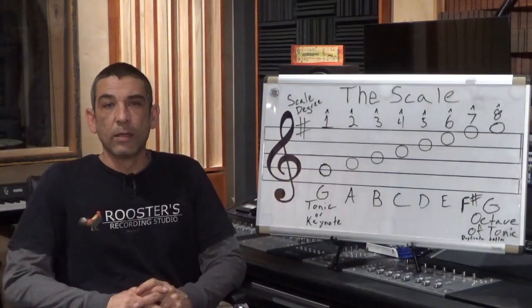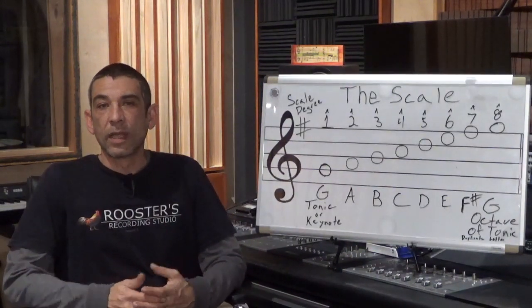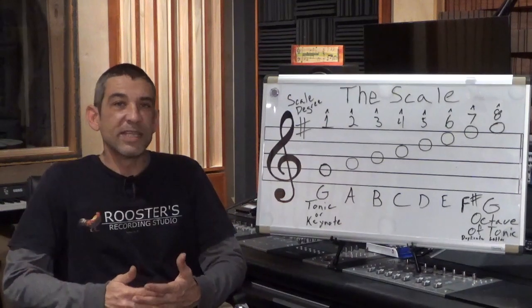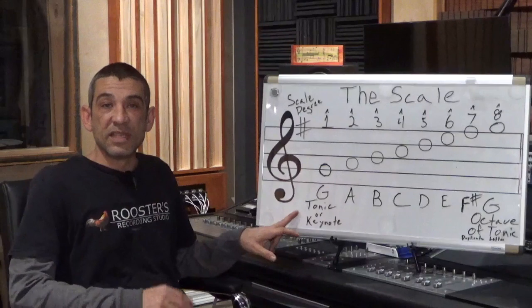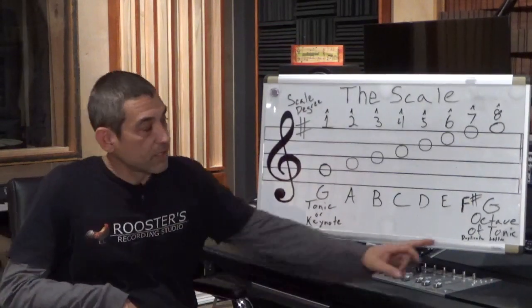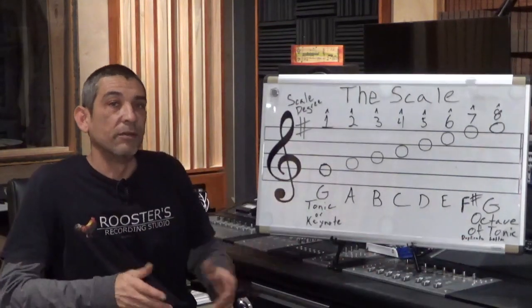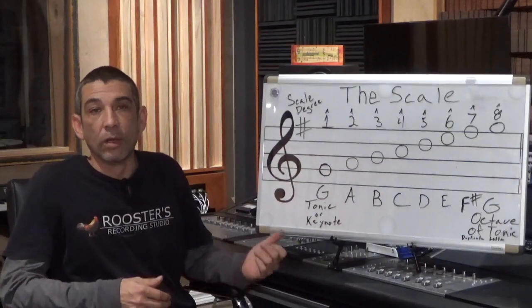Next, we've got the scale. A scale is simply a collection of notes in ascending or descending order. And the first note in a scale is known as the tonic. And the last note in a scale is known as the octave. And it's just a duplicate letter of the tonic.